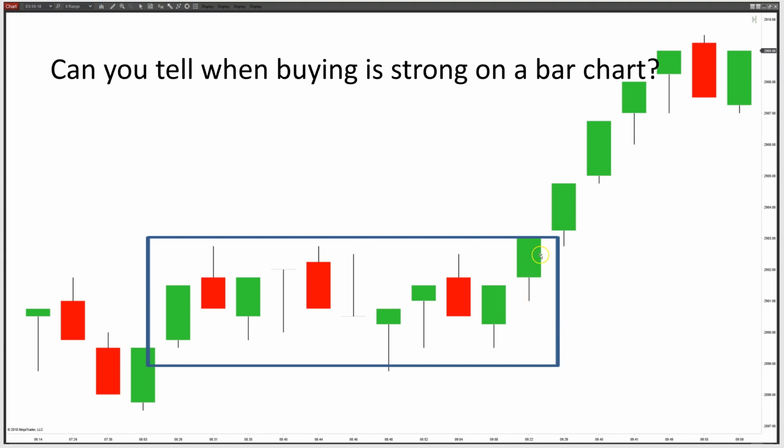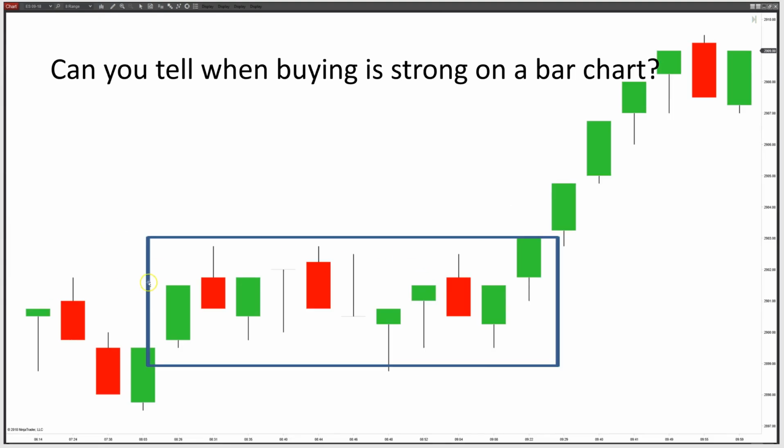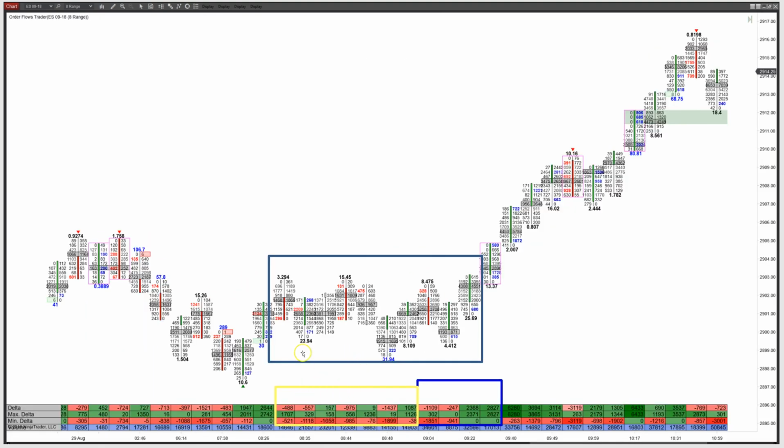You want to know when demand is getting stronger. But if you're looking at the delta on an order flow chart, you're going to be able to understand when the buying is getting stronger, or when the supply, the selling, is getting stronger. So let's take a look back here. This is the sideways area right here on an order flow chart. And you can see as we're going sideways, delta is mixed. In this yellow box down here: minus 48, minus 557, plus 157, minus 975, 9, minus 1400, plus 1000, and then minus 1109, minus 247, plus 2368, plus 2827. Even the next bar is still strong, plus 6280.